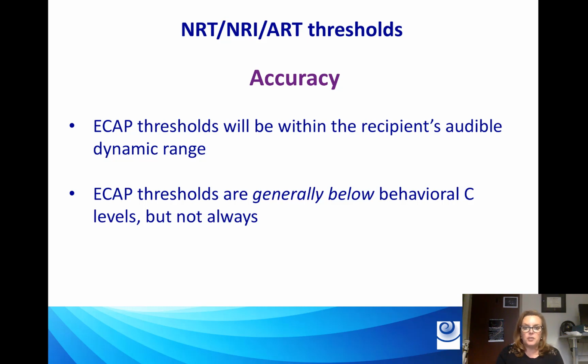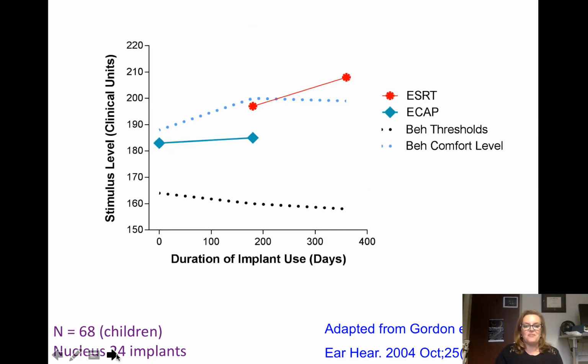So ECAP thresholds, so your T-NRI, TNRT, TART, they are absolutely going to be within your recipient's audible dynamic range. So wherever that threshold for your ECAP is, they should be able to hear that response. Should. And ECAP thresholds are generally, not always, below behavioral C levels or M levels. That's it. So, moving on.